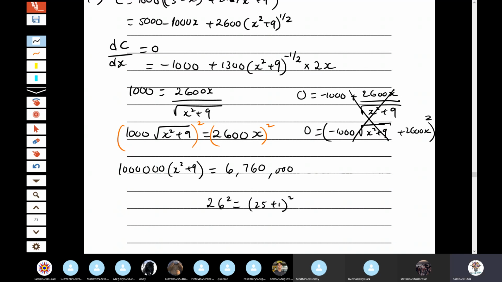How do we do 25 squared, if you're wondering? 2 times the inside is 50 plus 1. So I just did 25 squared plus 51. That's what I did in my head. But how do I do 25 squared?